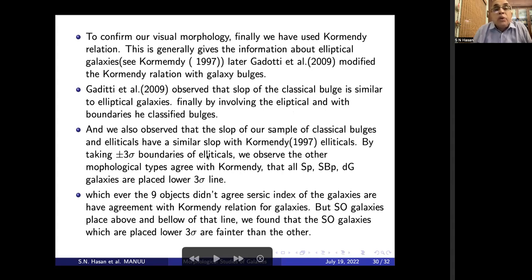By taking plus or minus 3 sigma boundaries of ellipticals, we observe that morphological types agree with Kormendy: all spirals, barred spirals, and dwarf galaxies are placed lower than the 3 sigma line. Whichever the 9 objects didn't agree, Sérsic indices of the galaxies have agreement with the Kormendy relation for galaxies. But lenticular galaxies are placed above and below the line, and we found that lenticular galaxies which are placed lower than 3 sigma are fainter than the others.